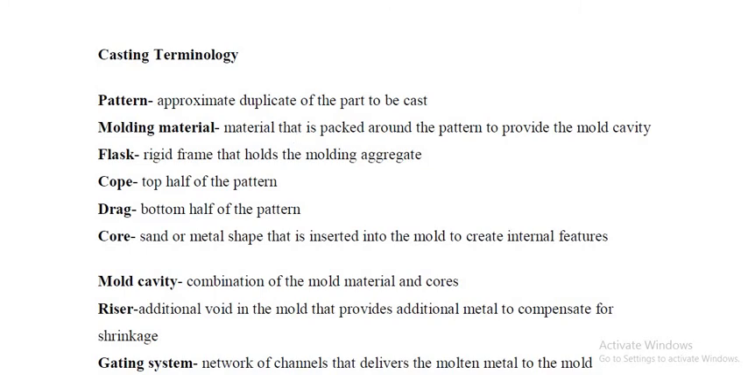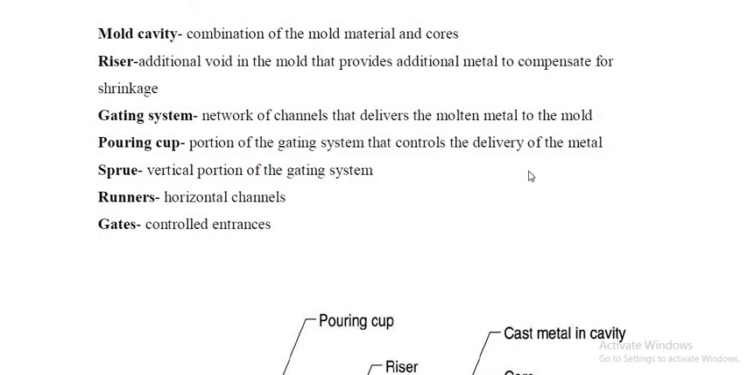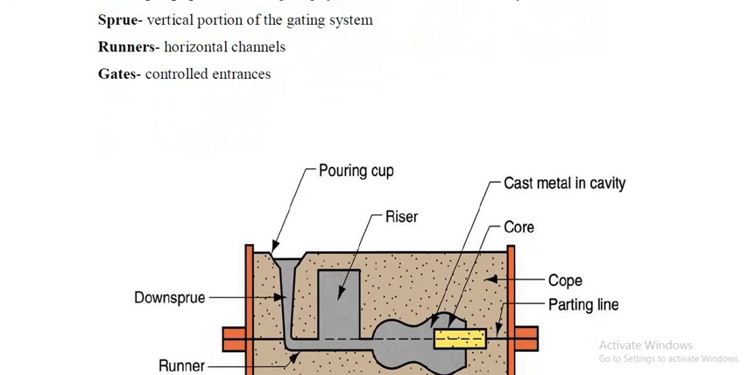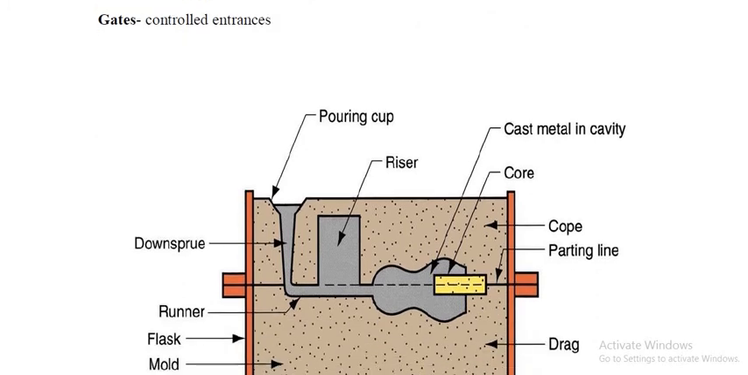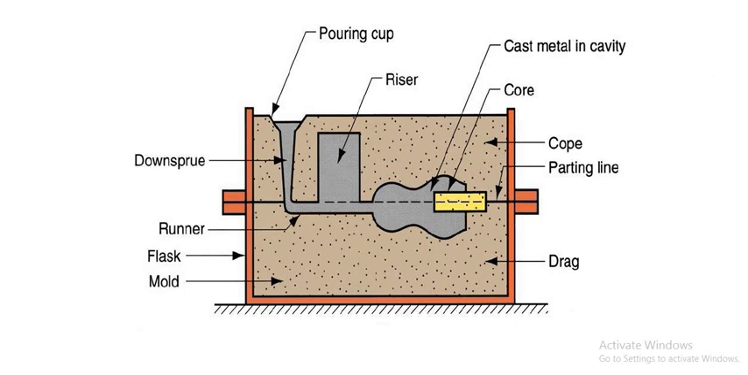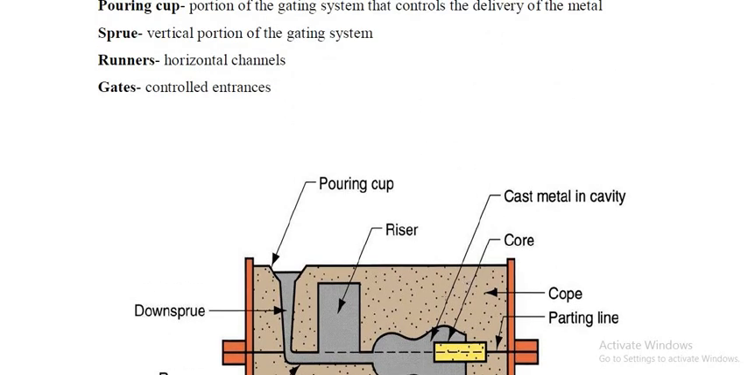Then the gating system. The gating system is nothing but the network of channels which provides molten metal to the mold. The pouring cup is that part which controls the delivery of metal through the gating system. The sprue is the vertical portion of the gating system. Then runners are the horizontal channels. Gates control the entrances. So these are some of the terminologies of casting.